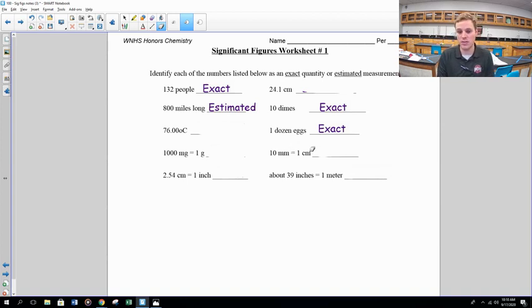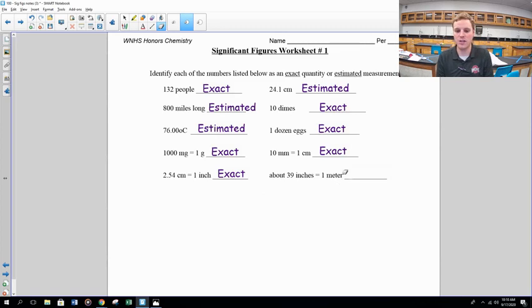10 millimeters equals 1 centimeter. That's a conversion, exact. Another conversion, exact. Conversion, exact. 24.1 centimeters, that's some sort of measurement, and therefore there's an estimated value at the end. 26.00 degrees Celsius, again, that's a measurement, so it's going to have an estimation.